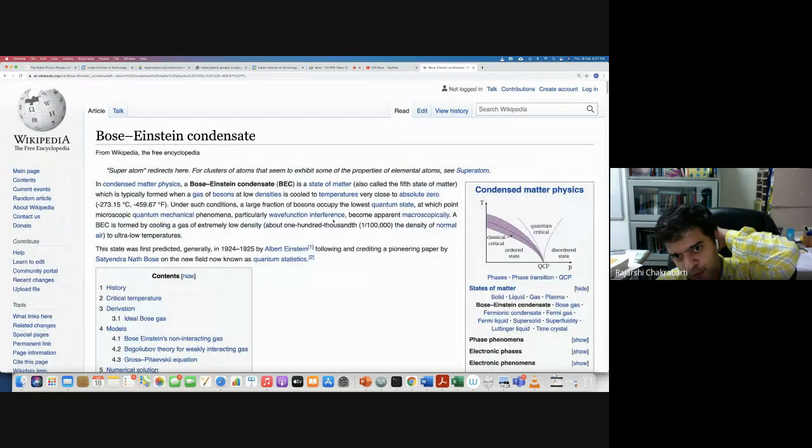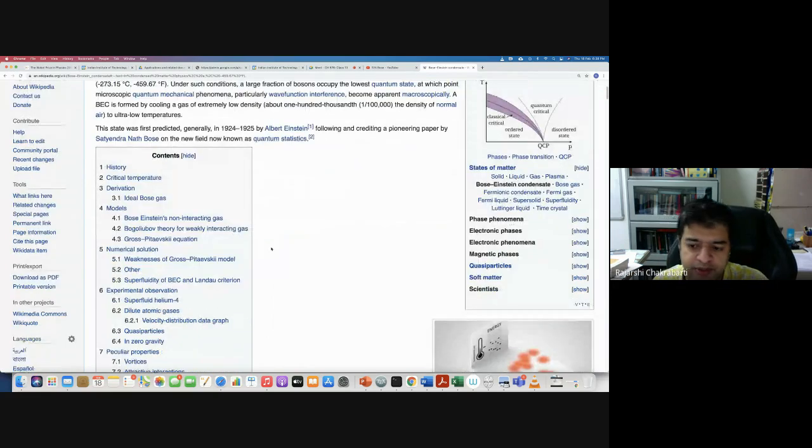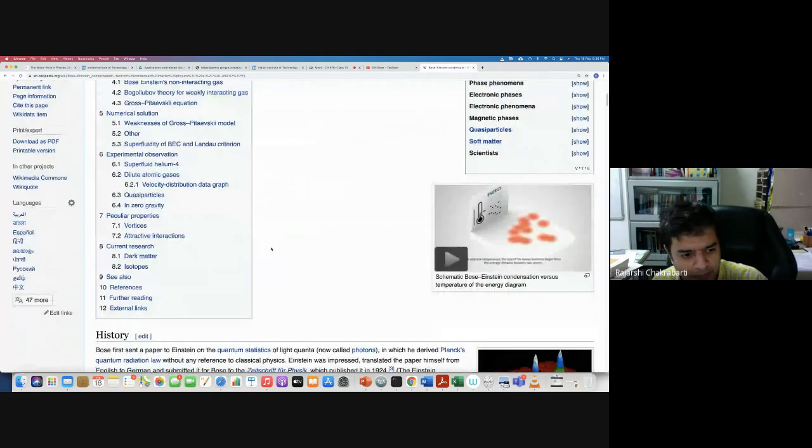It says that if you go to low temperature, very close to absolute zero, a large fraction of bosons occupy the lowest quantum state, as I showed you right now. You can explain this by the wave functions interfering and other things, which is beyond this course. It was first predicted in 1924-25, before the proper new quantum mechanics started, with Schrodinger and Heisenberg just starting it, by Albert Einstein, following a pioneering paper by S.N. Bose on a new field now known as quantum statistics. So quantum statistical mechanics started with this.